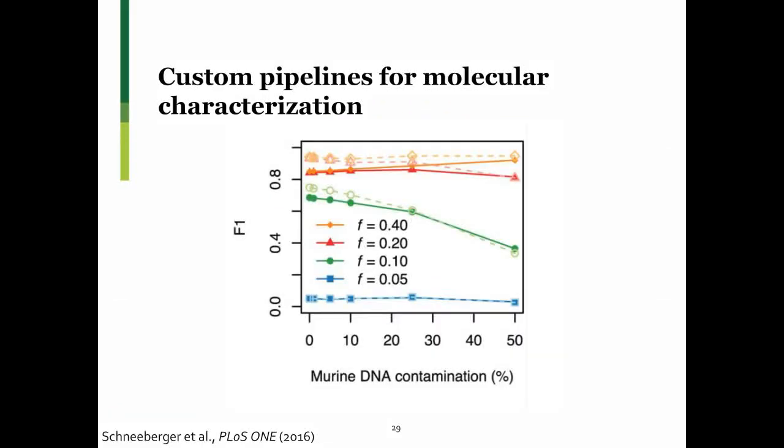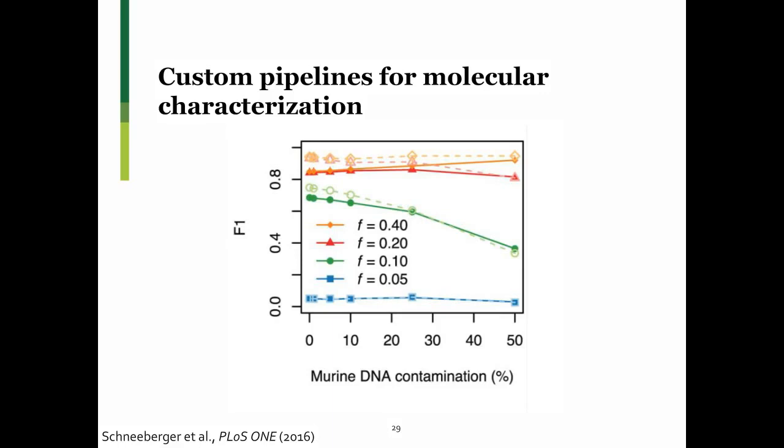On the x-axis is basically the amount of mouse DNA contamination increasing from left to right. On the y-axis is the F1, which is the harmonic mean between sensitivity and specificity. So the range here is from 0 to 1, and 1 means that you have both high sensitivity and specificity.